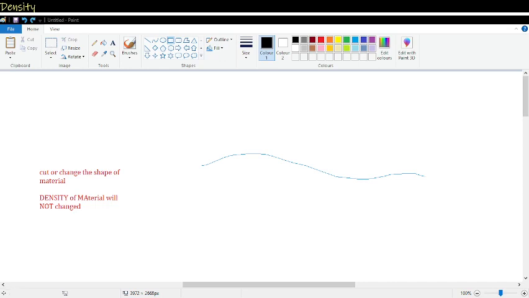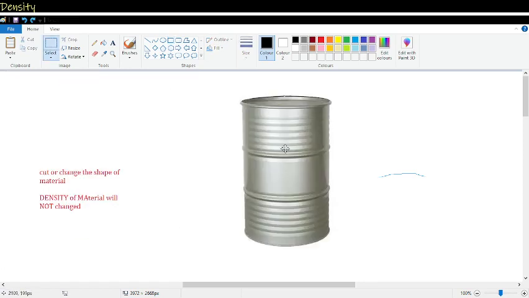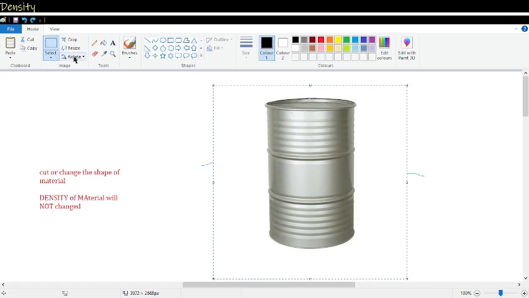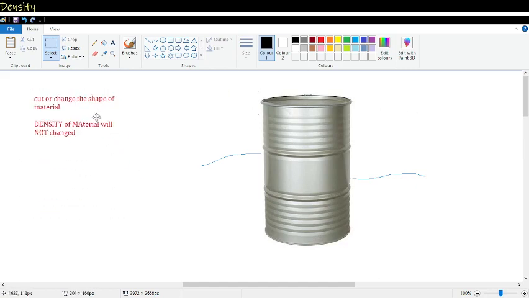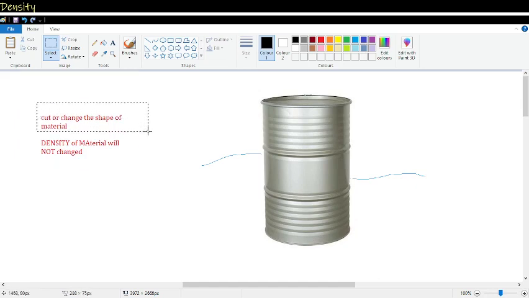For example, change the shape into, let's say, the simplest one, a drum, an iron drum. An iron drum will float on the water, right? But sir, you say that you cannot change the density of the material if you cut or change the shape. How could the density change?